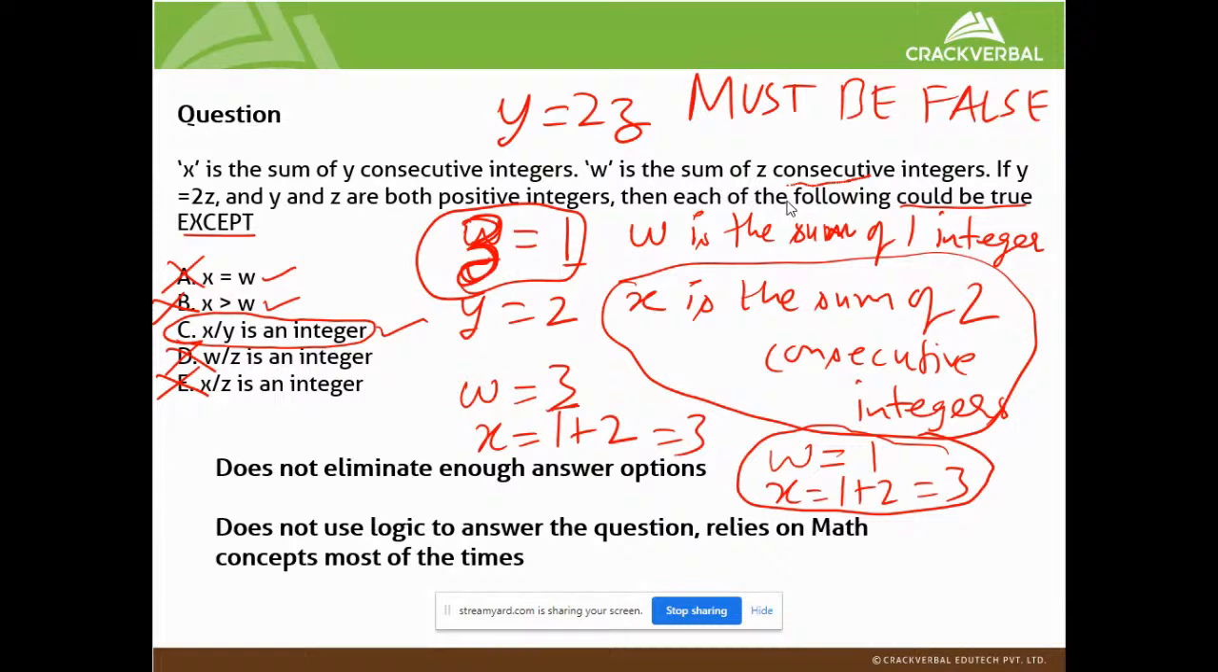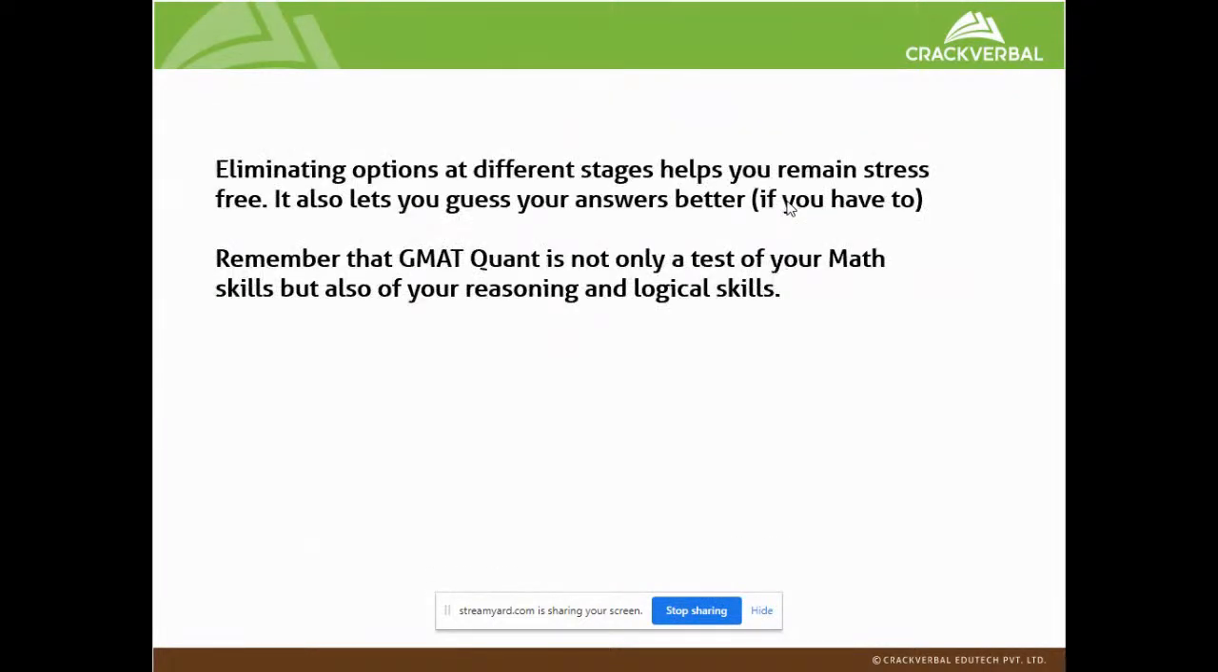And once you are eliminating four options, the option that is left has to be an answer. Don't have any doubts about it. Eliminating options at different stages helps you remain stress-free. That's very important, right? And also remember that GMAT Quant is not a test of your math skills alone. It tests your reasoning and logical skills also. Very often it tests your common sense. Keep that in mind.